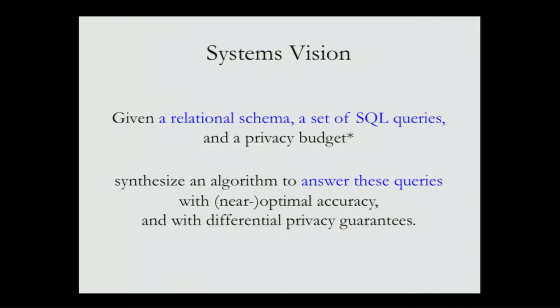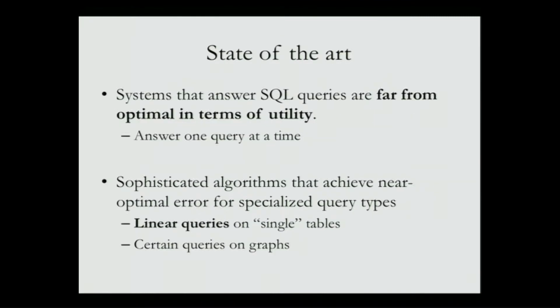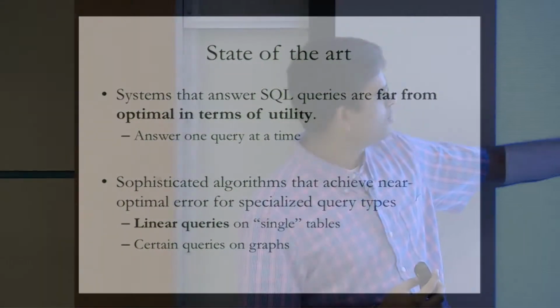One example could be you're given a relational schema and a set of SQL queries. You want to answer all of these SQL queries jointly under a common privacy budget. And so the state of the art in this space is that there are systems that try to answer, for example, SQL queries, but they're far from optimal utility. They answer one query at a time. And there are lots and lots of sophisticated algorithms that achieve near optimal utility, like the K-norm mechanism and others, for specialized query types, like linear queries on single tables and certain queries on graphs.